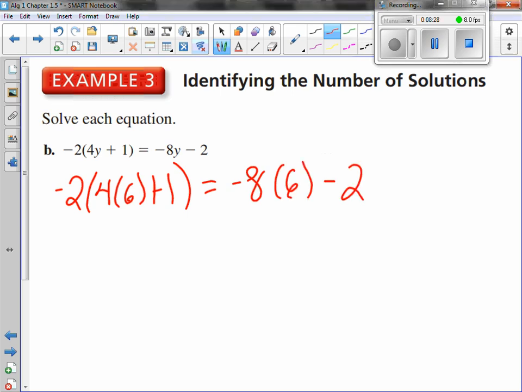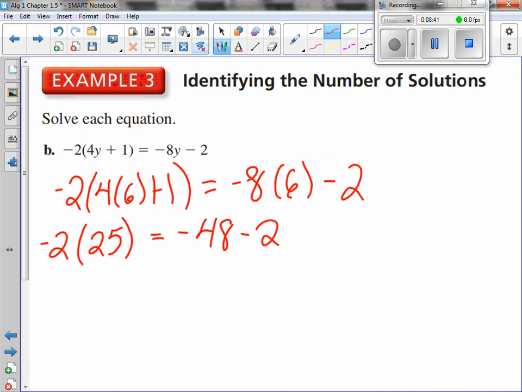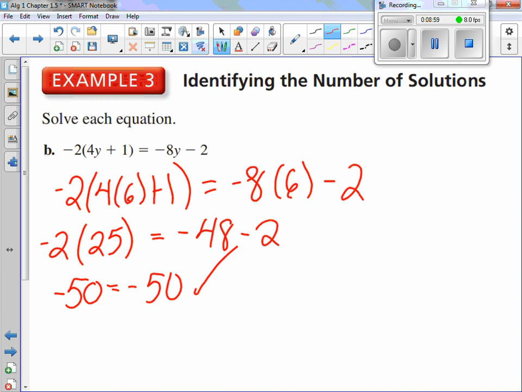So if we work this out, and I'll do this by hand, 4 times 6 is 24 plus 1 gives me 25. -8 times 6 is 48. Well, -2 times 25 is -50. 48 minus 2 is... Doesn't matter what the number is, it will always work. Because when we get an all real solution, it means any number I plug in will work for this.